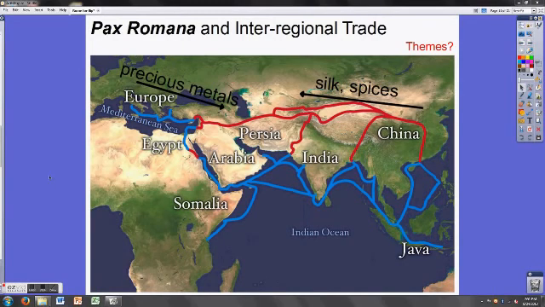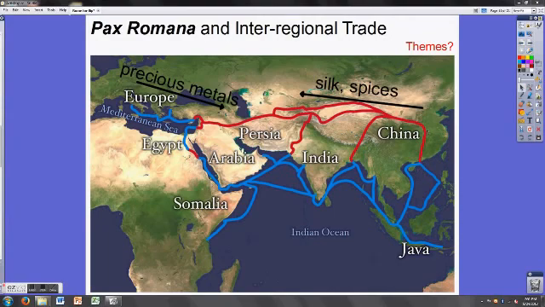You may have heard about what's here in red, the Silk Roads. We'll talk more about those later. You may not have heard about the Indian Ocean sea lanes. We'll talk more about those as well. But what you need to know, at least for this point in time, is that Rome, and the Roman Empire over here, was part of a much, much bigger trade network that spanned across Afro-Eurasia.